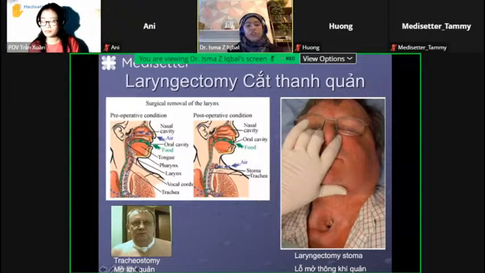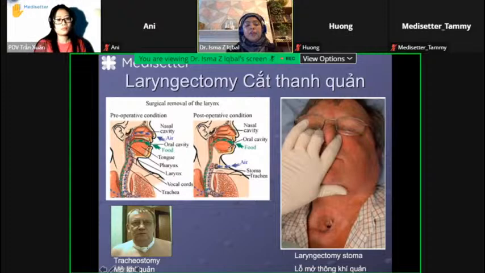So this top picture just shows you that this is the normal airway. This is the normal esophageal airway, the esophageal food gullet. And then when they've had a laryngectomy, the food gullet is still intact, but the airway is brought out to the front of the neck. So this area of the airway has been taken away.